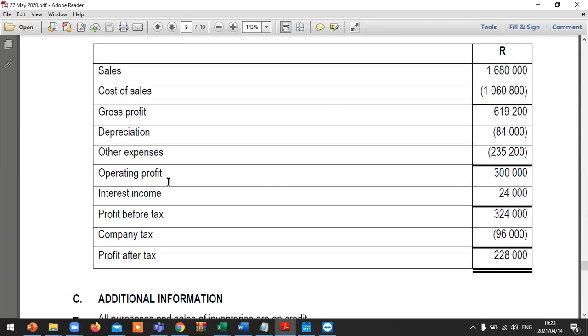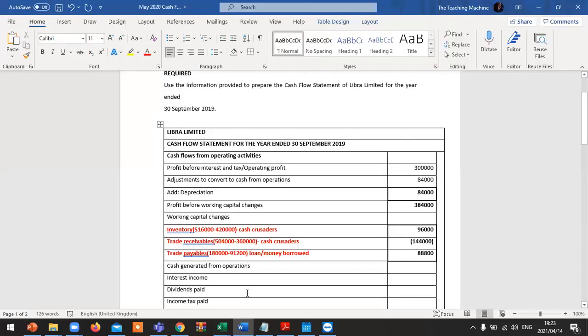Yes, we are given interest income as 24,000 rands. So my question is, how will this be shown on the cash flow statement? Will it be an inflow or outflow? Remember, yesterday we said interest expense will be an outflow of cash because interest expense is more relevant to the interest on loan, the interest that you pay towards the loan. So because you are paying, we said it's an outflow of cash.